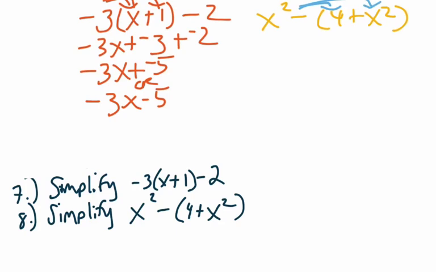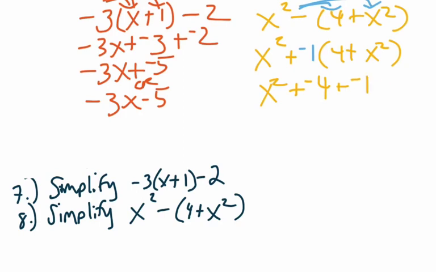Some people will think of it this way. They'll think of it as plus a little -1. I'll let you think about that for a second. Plus a little -1, because multiplying by 1 doesn't do anything. It doesn't change anything to multiply by 1, and then you kind of sneak that negative in there for the subtraction. So this would be x squared, and then -1 times 4 is -4. -1 times x squared would be -1x squared.